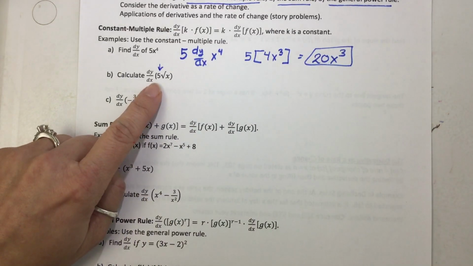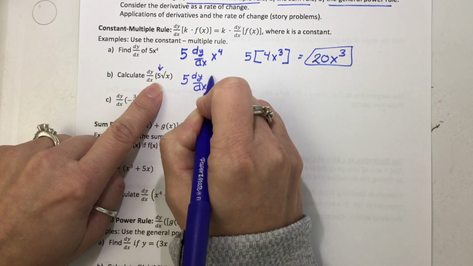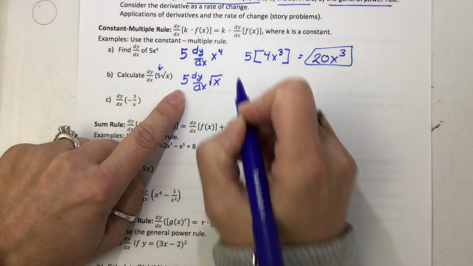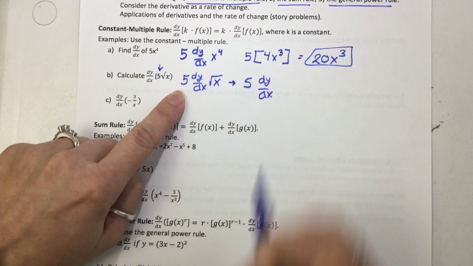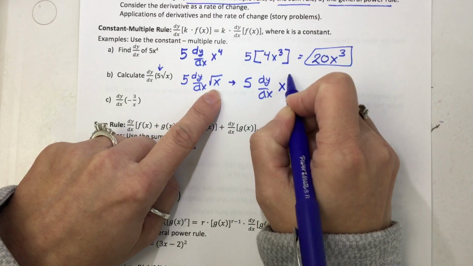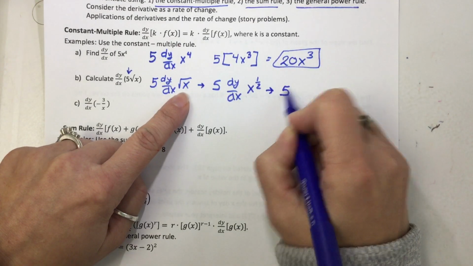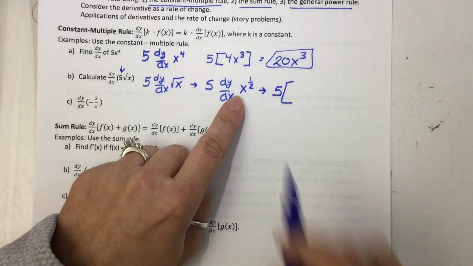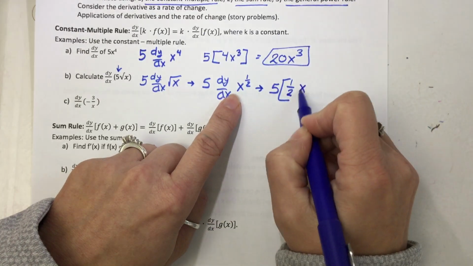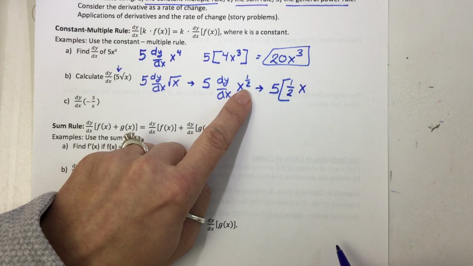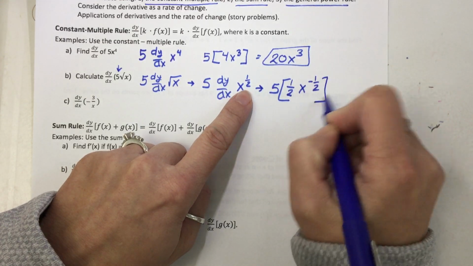5 is a constant, so I can take 5 times the derivative of the square root of x. Going a step further, 5 times the derivative of the square root of x is x to the 1/2 power. Going a step further, 5 times, now I can calculate that derivative. I bring the 1/2 out front. I keep the x, reduce the exponent by 1. 1/2 minus 1 is negative 1/2.